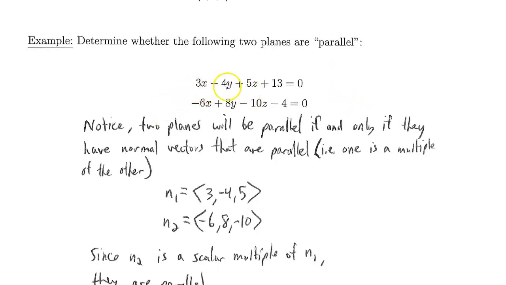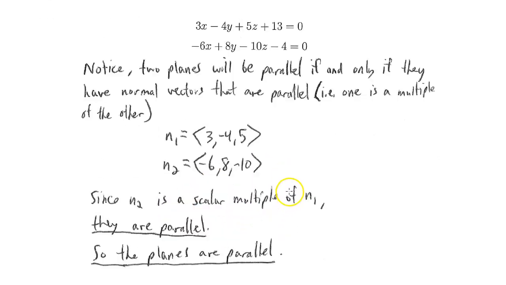Now notice a normal vector for this first plane would be 3, negative 4, 5. We'll call that n1. n2, a normal vector for the other plane, would be negative 6, 8, negative 10. And notice n2 is a multiple of n1. In fact, if you multiply each of the coordinates of n1 by negative 2, you get the corresponding coordinates of n2. So n2 is a scalar multiple of n1. It's negative 2 times n1.